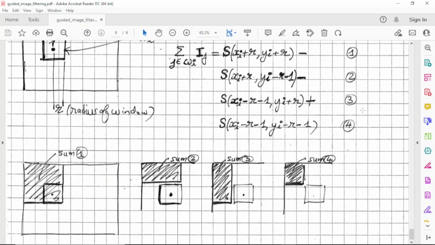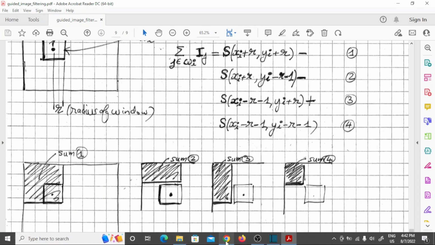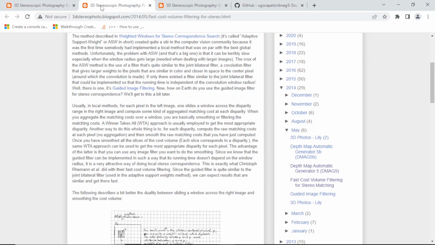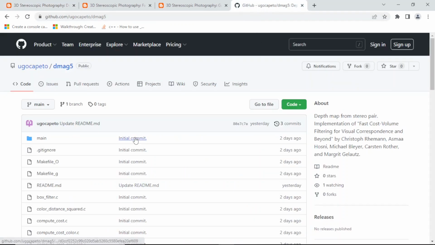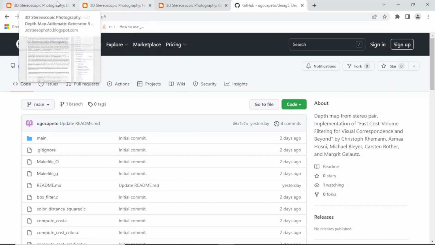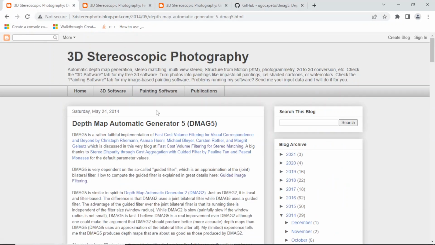Okay, I think I'm going to stop here. Let me go back to the blog post. We are back to that DMAG5 blog post. You can get the code on GitHub, and you can also get the executables on that 3D software page. Just search for DMAG5, and you can also use SPM, which has DMAG5 coupled with DMAG9B.